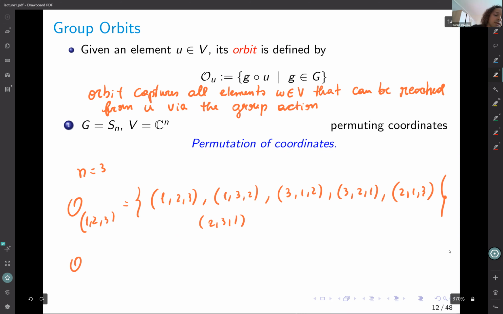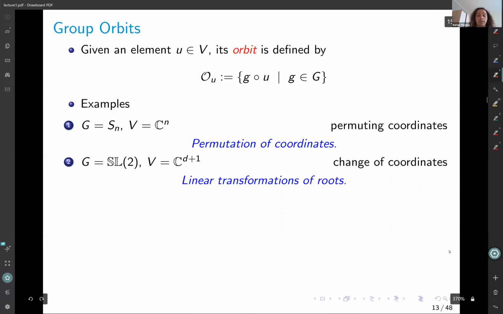Now, what is the orbit of the vector 1, 1, 1? Well, the orbit of the vector 1, 1, 1 is only 1, 1, 1. So these are two examples of orbits, and they're just the permutations of the coordinates. Here is another example we can talk about, which was the action of change of coordinates over forms.